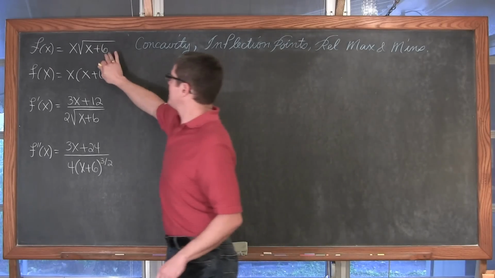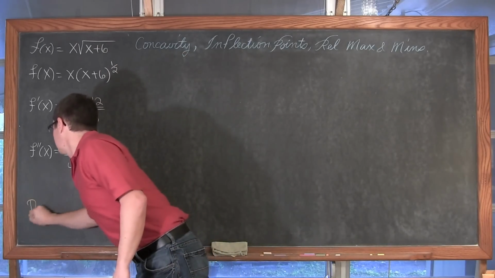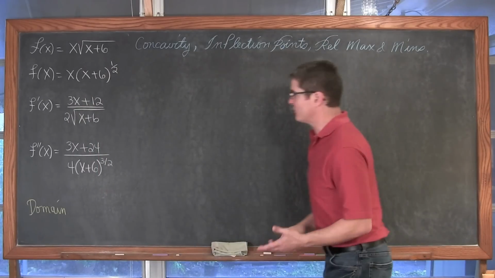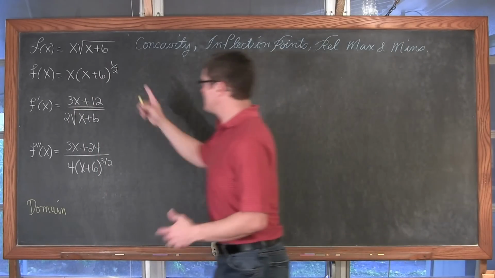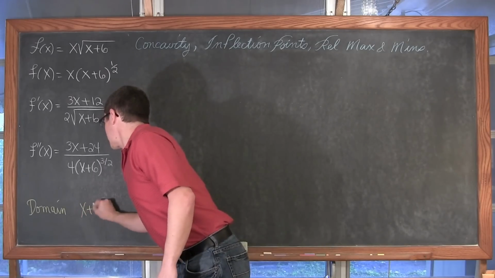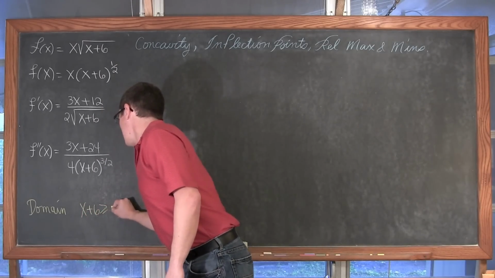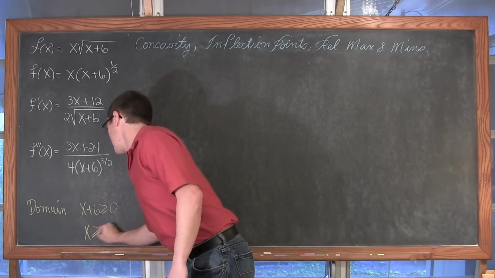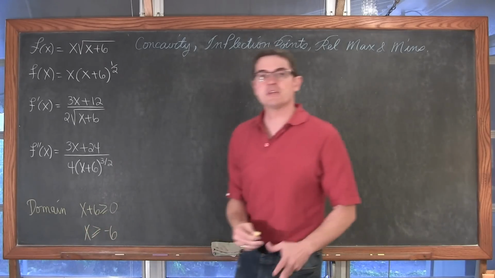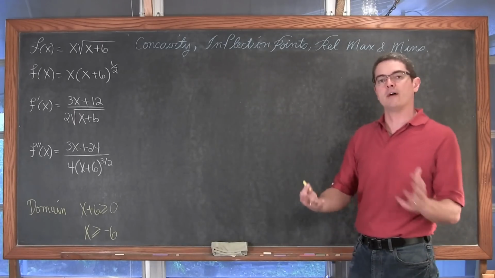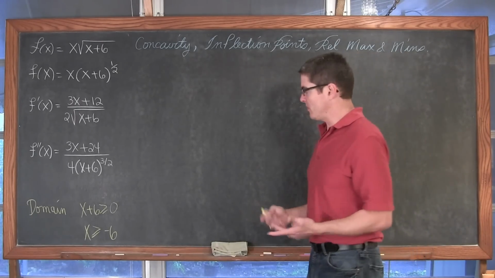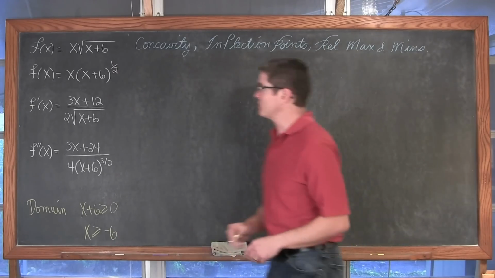So this function's domain, I talked about that earlier in the video. The function's domain is, well, x plus 6 has to remain greater than or equal to 0. So our domain is x is greater than or equal to negative 6. So any critical values that we find outside that domain are not going to be usable. And I could write that from negative 6 to infinity, of course.